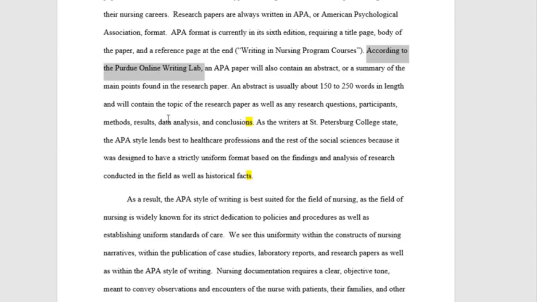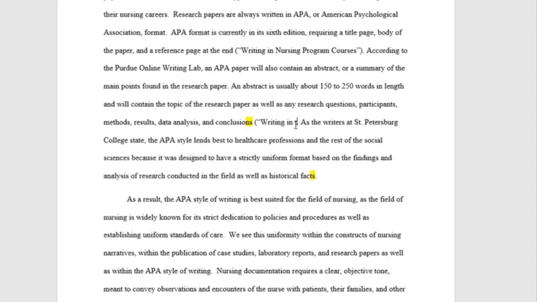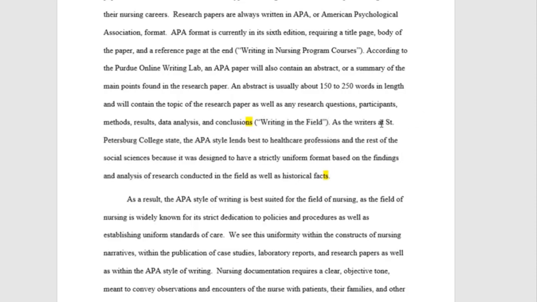We have a couple of in-text citations that are missing here. So like I said, the Purdue Online Writing Lab is a good signal phrase, but it does not count as a citation, and so we would need a citation here. And then this goes into another source here, and so she's missing a citation here as well. Let's see what that's supposed to be.